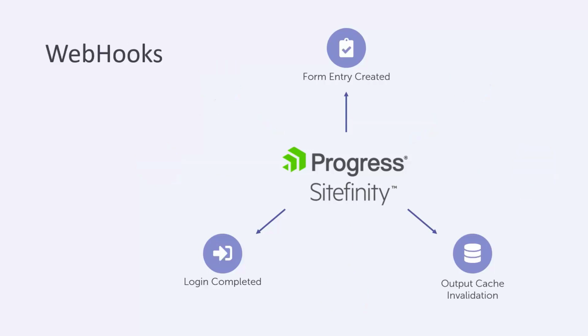So starting in Sitefinity 12.2, Sitefinity has support for 3 different webhooks out of the box. So it's when a form entry is created, when the output cache is invalidated, or whenever there's a login event on the site, a login's completed. And in each case, when these things happen, an event is fired, and you can tell Sitefinity to expose that event and to send data to a URL. And that's what we're going to do in our examples.